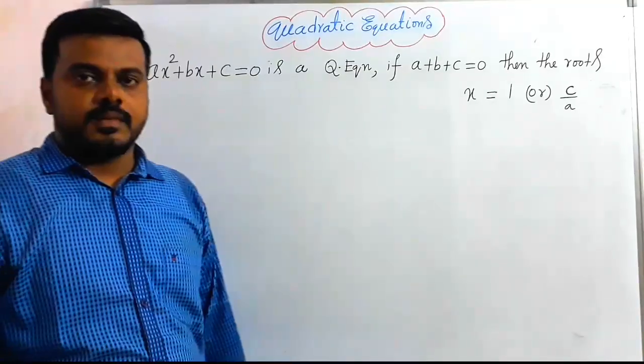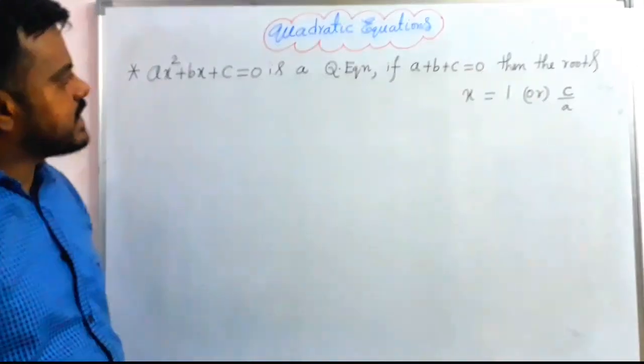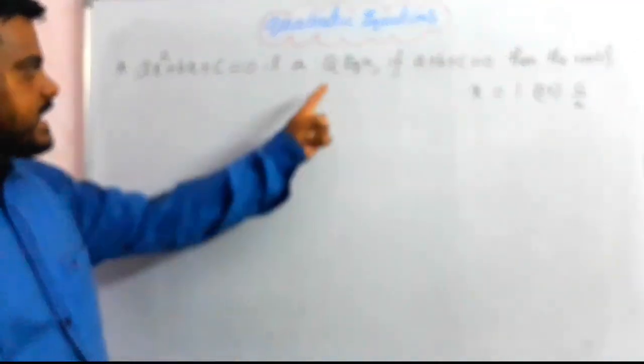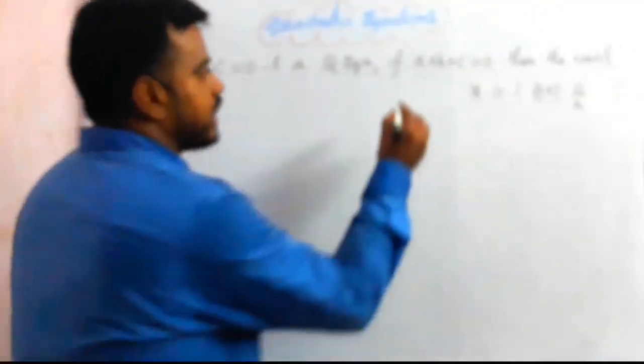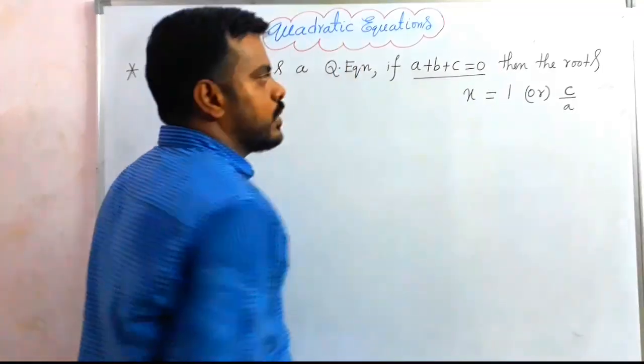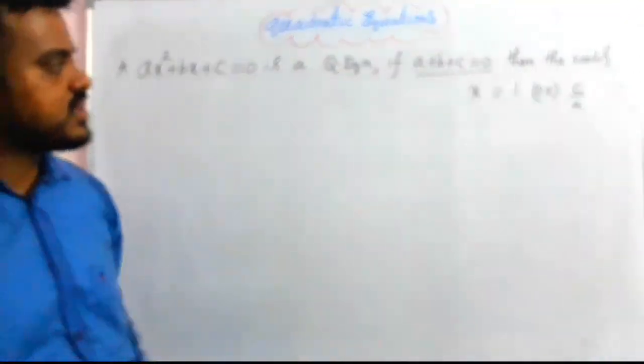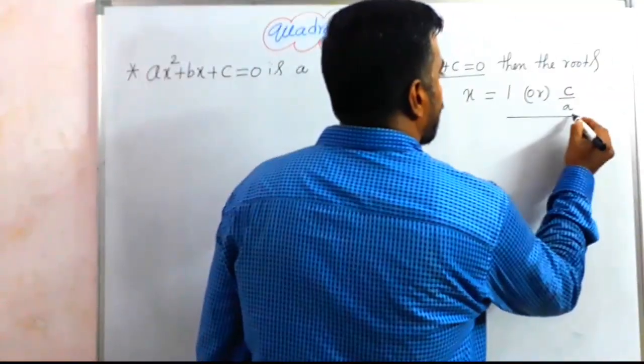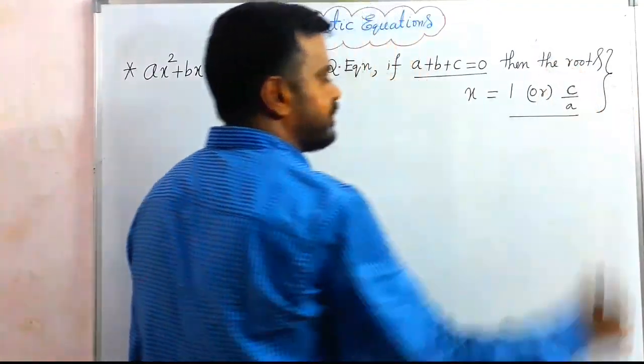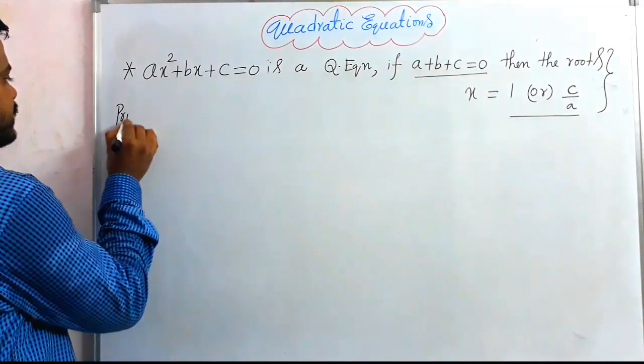See here, ax square plus bx plus c is equal to 0 is a quadratic equation. If a plus b plus c is equal to 0, then the roots are x is equal to 1 or c by a. This I am going to prove now. Let me prove this.